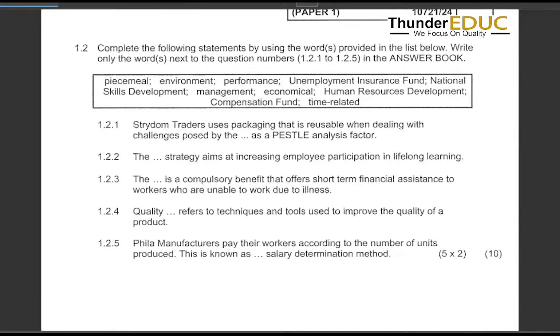The next question reads as follows. Complete the following statements by using the words provided in the list below. Only write the words next to the question number. So you're actually given a typical example on how to follow the instructions or the guidelines. In brackets, you are given 1.2.1 to 1.2.5, meaning you are expected to answer using 1.2.1, 1.2.2 up until 1.2.5 in your answer book.